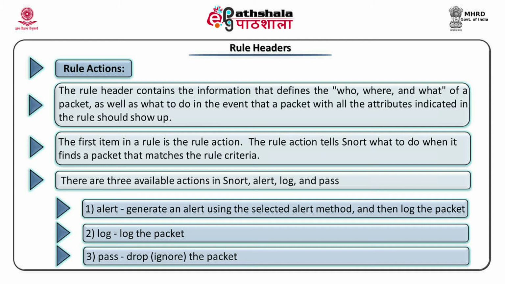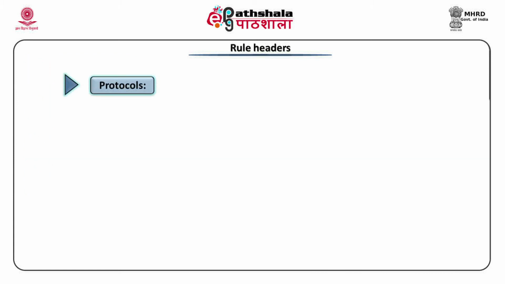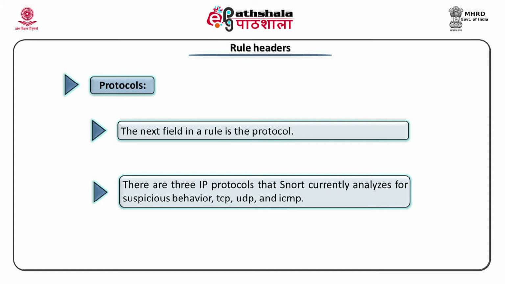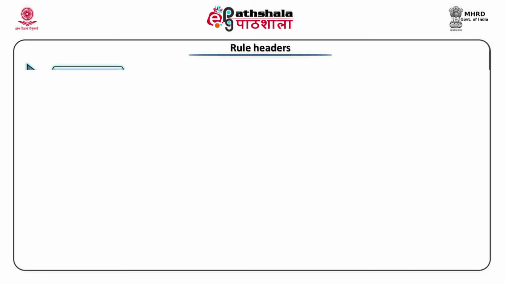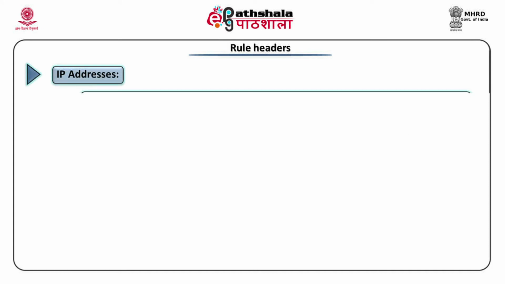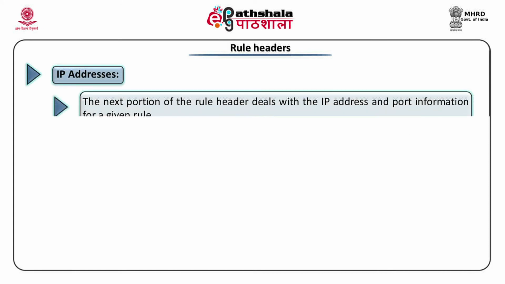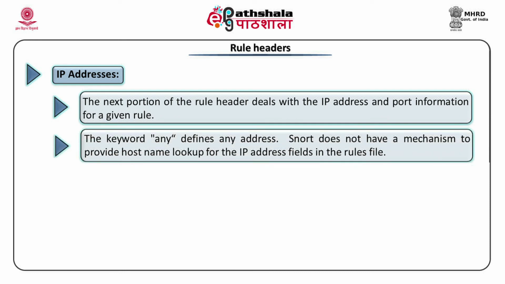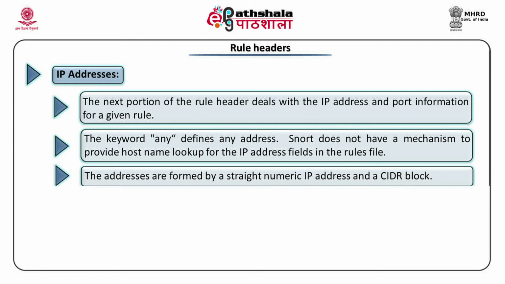Rule headers have action parts. There are three action parts: alert, log and pass. Alert generates an alert using the selected alert method and then logs the packet. Log logs the packet. Pass ignores the packet. So the first item in the rule is the rule action. The rule action tells what to do when it finds a packet that matches the rule criteria. The protocols in the rule header can be TCP, UDP and ICMP.